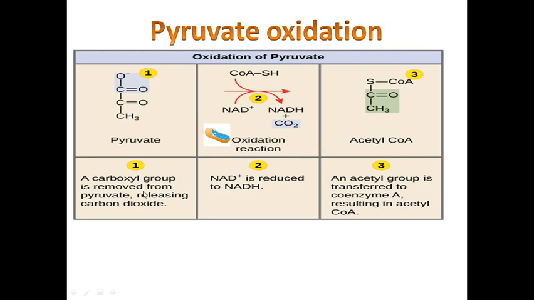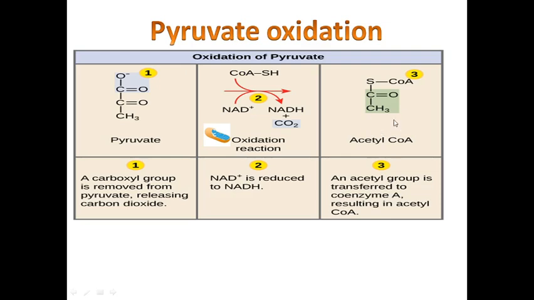Here you can see a carboxyl group is removed from the pyruvate. This carboxyl group, which is highlighted, C double bond O, is CO2, and it is called a carboxyl group. It is removed from the pyruvate and released as carbon dioxide. Now NAD positive is reduced to NADH, and an acetyl group is transferred to coenzyme A, resulting in acetyl coenzyme A.